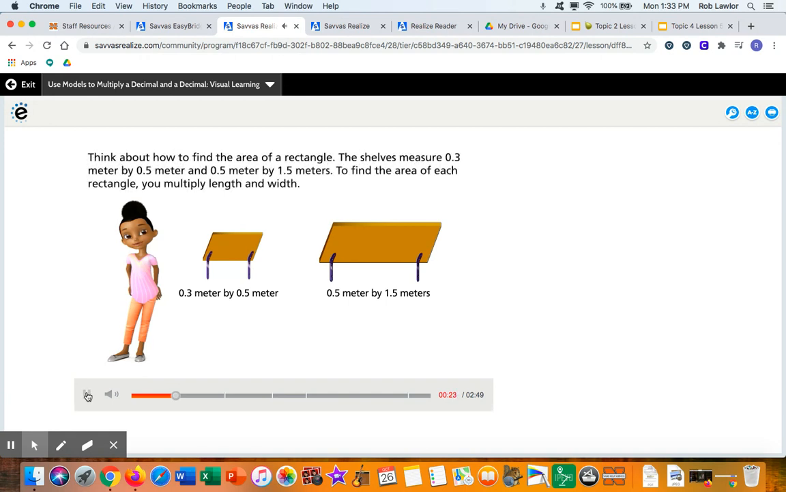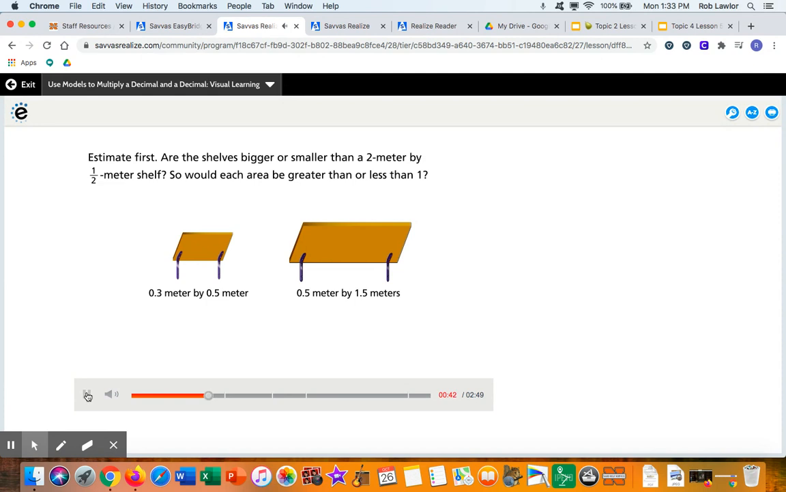Think about how to find the area of a rectangle. The shelves measure 3/10 meter by 5/10 meter and 5/10 meter by 1 5/10 meters. To find the area of each rectangle, you multiply length and width.